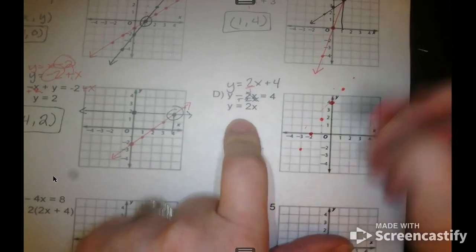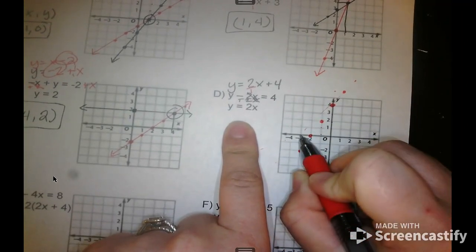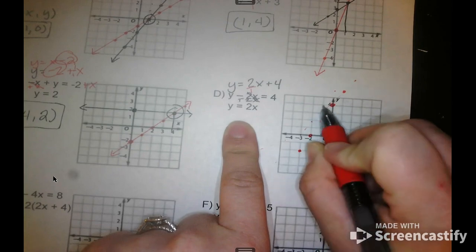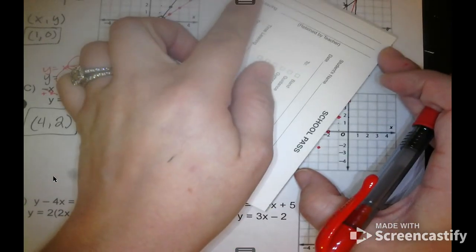Is it still in a straight line? And is it still continuing? Because then if I started here and I went up 2 over 1, am I still landing on the points that I just graphed? Yes. Okay.